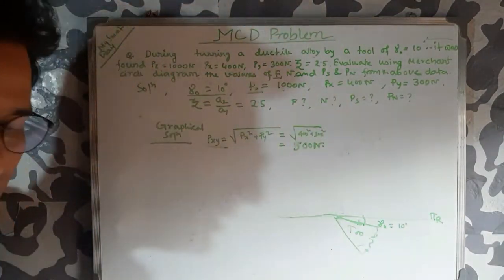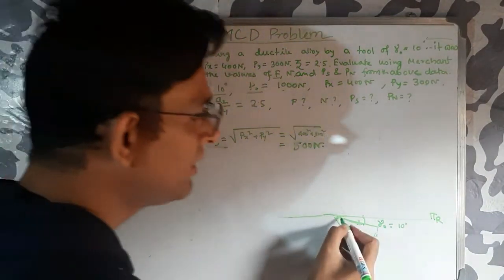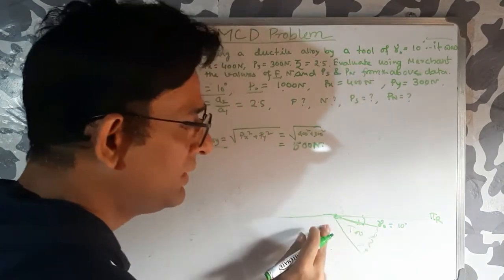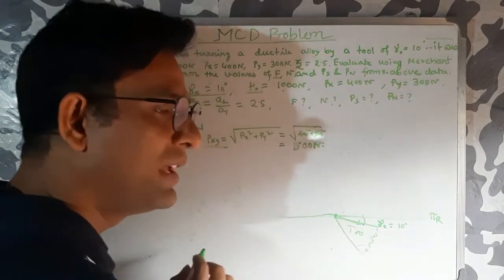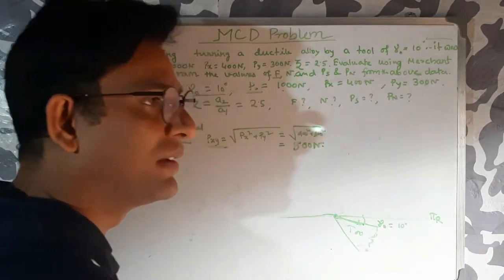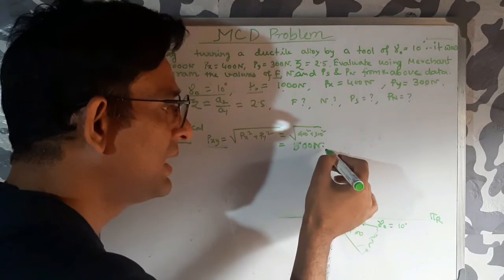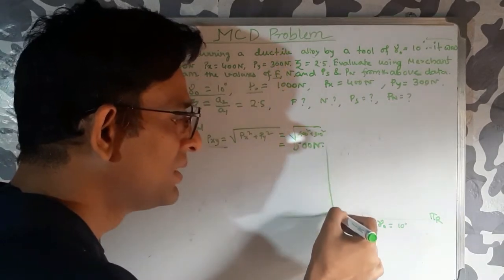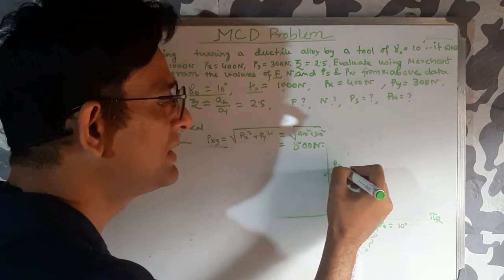Pz means the main cutting force. Now how to draw the main cutting force? Remember, the main cutting force is always perpendicular to the pi r plane. Perpendicular to the pi r plane, there is the velocity vector as well as the main cutting force. So this is the main cutting force Pz.